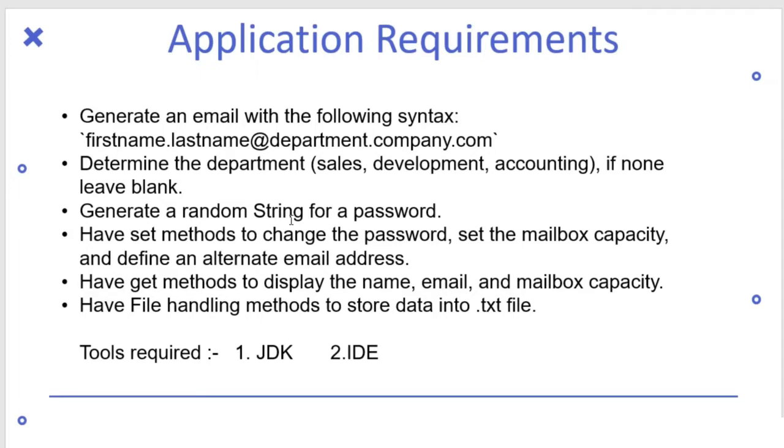Generate a random string for the password; that's our third aim. The application should have some set methods to change the password, set the mailbox capacity, and define the alternate email address. This also comes from the new hire. It should have some get methods to display the name, email and the mailbox capacity when we track that email address.